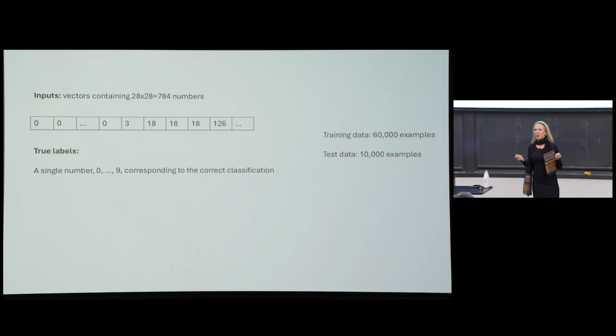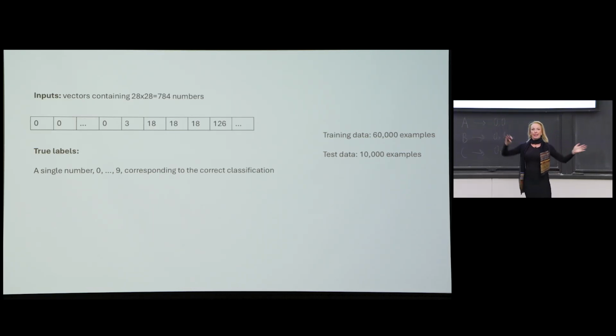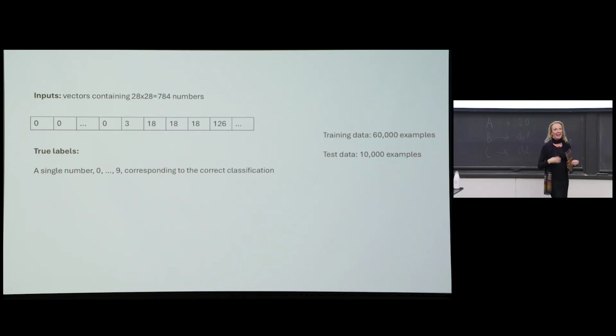So it's going to see 60,000 flattened images and their true labels. I'm going to have another 10,000 that I'm going to hold back, because that's going to let me test how well my model's doing. It's a little bit like how you might give your students a practice midterm, but then you want to have a real midterm that's different than the practice midterm so that they can't just memorize the practice midterm.